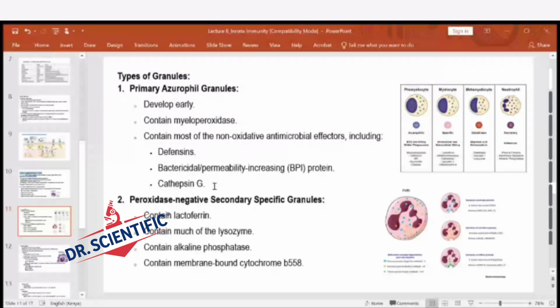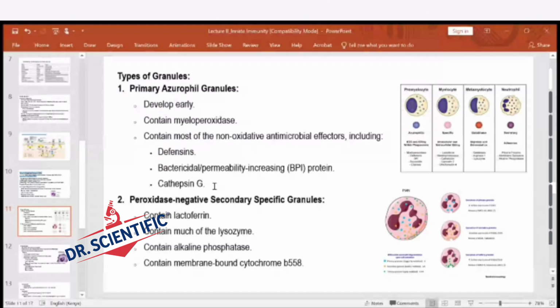Cathepsin is also, you remember we talked about proteases, and we said proteases are enzymes that cleave proteins, and it depends on the amino acid that is common in that protein. So we have what we call cathepsins. Cathepsins are proteases. We have different types of cathepsins: cathepsin A, G, K, and so on. There's quite a number. So cathepsin G is a serine protease.